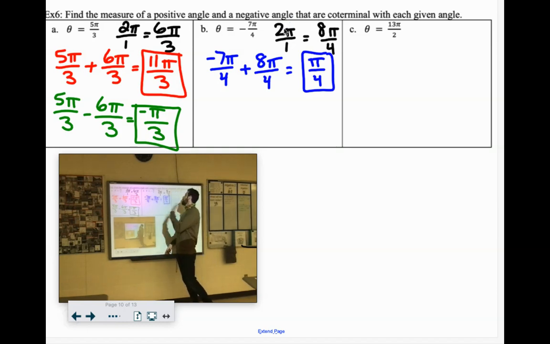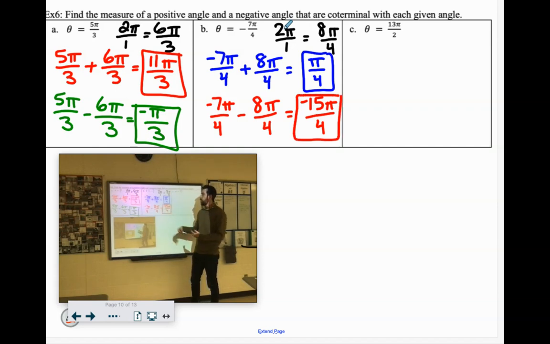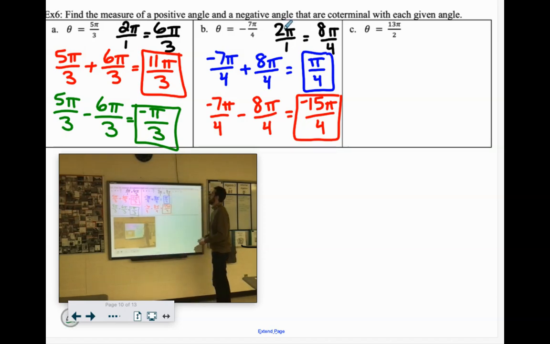So now, let's go ahead and subtract for our negative one. So negative 7 pi over 4 minus 8 pi over 4. Now negative 7 minus 8 would be negative 15 pi over 4. Cool. These would all end up at the same exact place. They would all have the same terminal side.